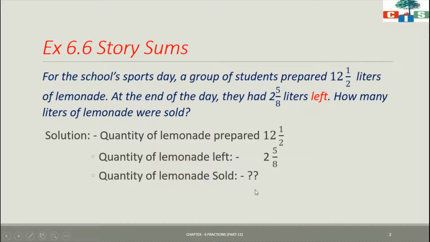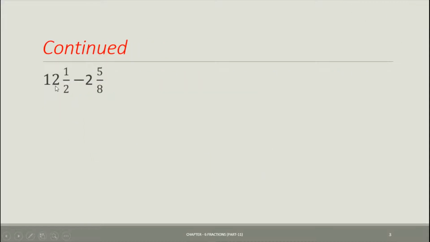And the third statement is what we have to find? We have to find the quantity of lemonade sold. Okay scholars, since here left is the keyword, it means this problem is related to subtraction. What we have to subtract? We have to subtract total quantity prepared minus total quantity left. After that, it will give us the result, that is the quantity of lemonade sold. So here we have 12 1/2 minus 2 5/8.